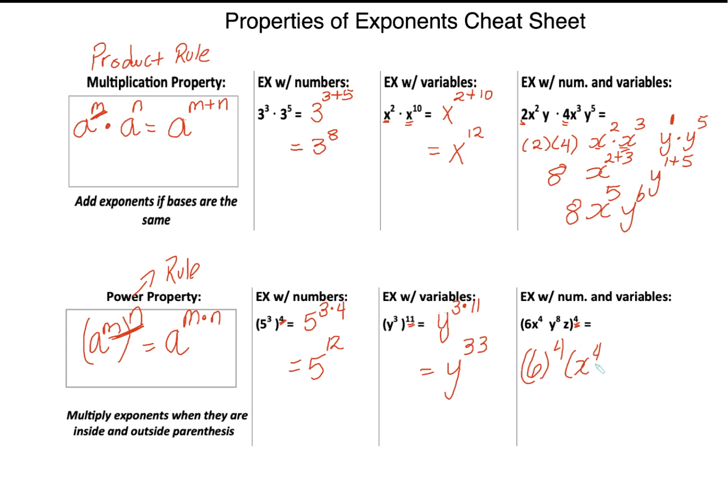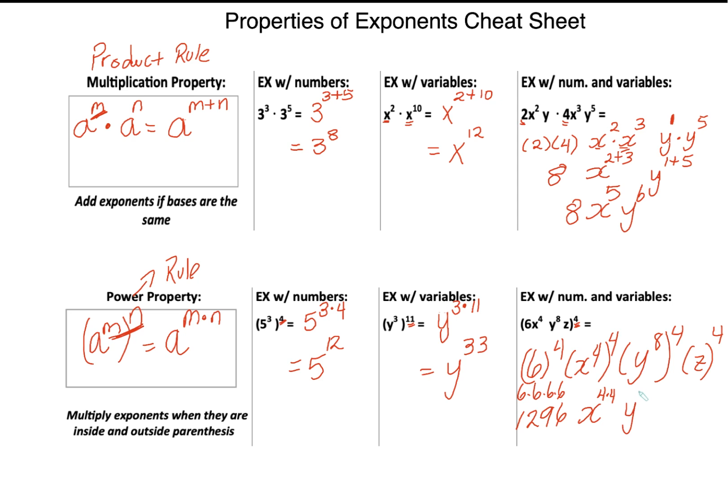The x to the 4 is going to be raised to the 4. The y to the 8 is going to be raised to the 4. And the z is going to be raised to the 4. Everyone is going to get the cold. Now here, this is your coefficient, 6 to the 4. That means that 6 times 6 times 6 times 6, that is going to give me a very big number, 1,296. Now here, I'm going to keep my base and I'm going to multiply my exponents.